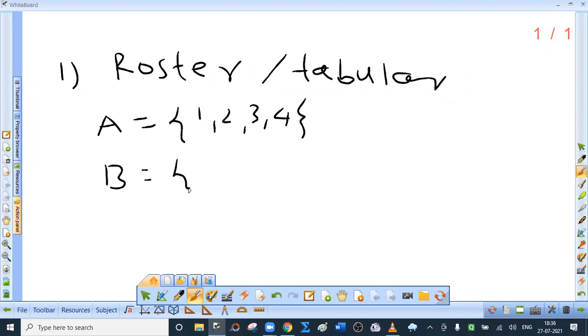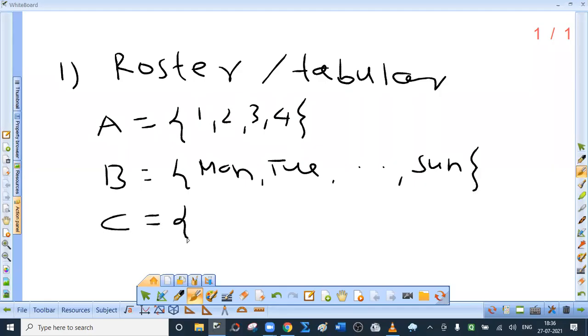Set B, I can say Monday, Tuesday, and so on up to, say, Sunday. I may also say that C is {1, 3, 5, 7, ...}. So this is called the roster method or tabular form.